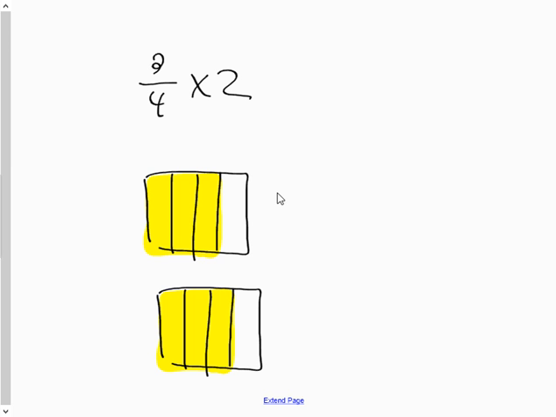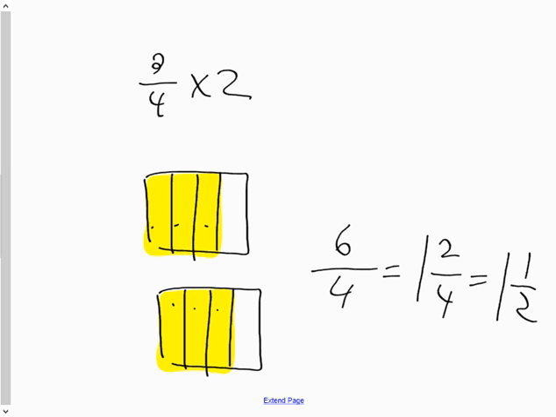So before I actually do any work, I'm going to put this down because I know I'm really counting how many quarters there are. And I have 1, 2, 3, 4, 5, 6 quarters, which is my solution as an improper fraction. As a mixed fraction, it is 1 2/4. And as a mixed fraction in lowest terms, it's 1 1/2.